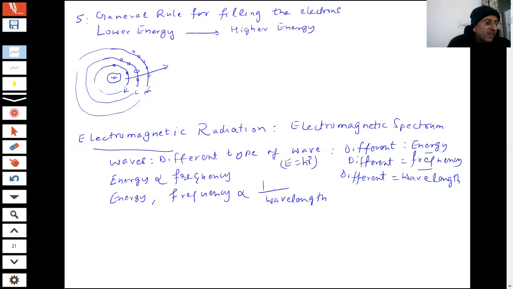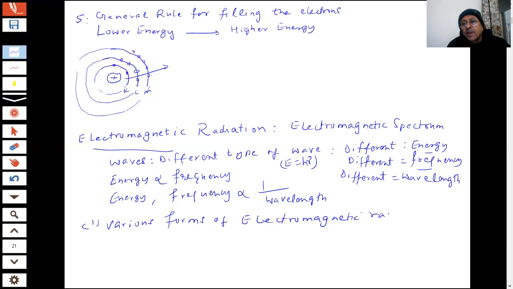So there are various forms of electromagnetic radiations. Very important point of this. Okay? Yes, sir. And they are waves. They have different frequency and or wavelength.